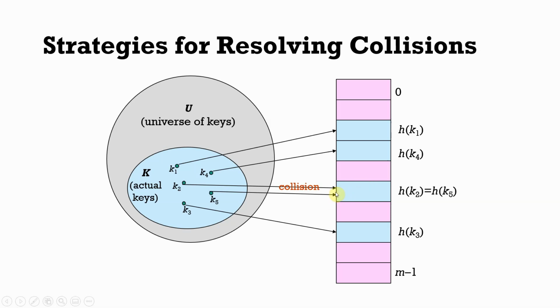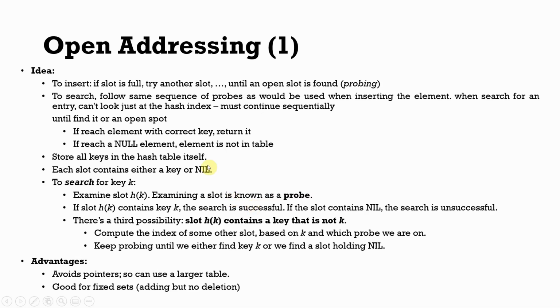So here, let's say K2 is stored here, right? We might want to store K5 here, right? And then when we want to search for K5, we can't just go here. It's not going to be direct access anymore, right? We have to go through a probing sequence to find K5. So here, it takes us two comparisons to find K5.